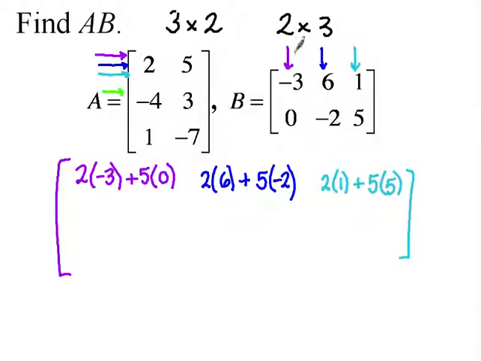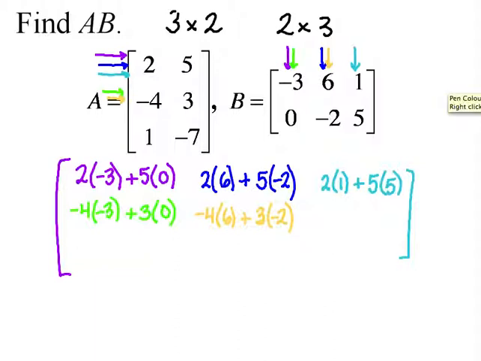Negative 4 times negative 3. So I'm going to take negative 4 times negative 3. I've used the negative 4, so I move on to the next number, which is 3 times 0. What do you notice about the parenthesis numbers? They match up. Surprise, surprise. Okay, so let's go again. So row 2 times column 2. So I'm going to get negative 4 times 6 plus 3 times negative 2. Once again, parentheses should match up. They do. And then row 2.